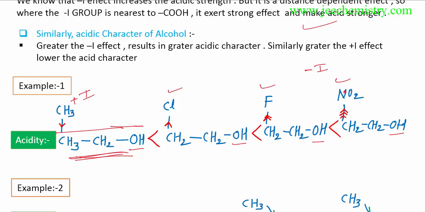So chlorine, nitro NO2 has a more minus I effect than the chlorine. So nitro will provide more acidic strength, as I have shown. This provides 3, 2, 1 arrow.